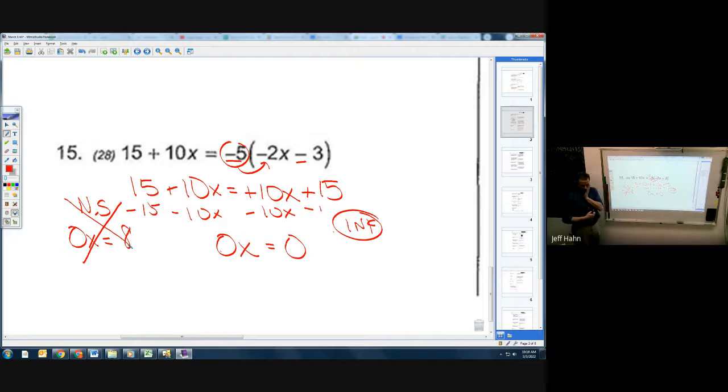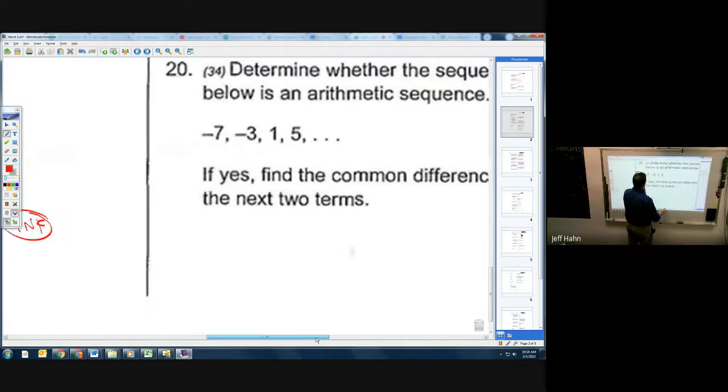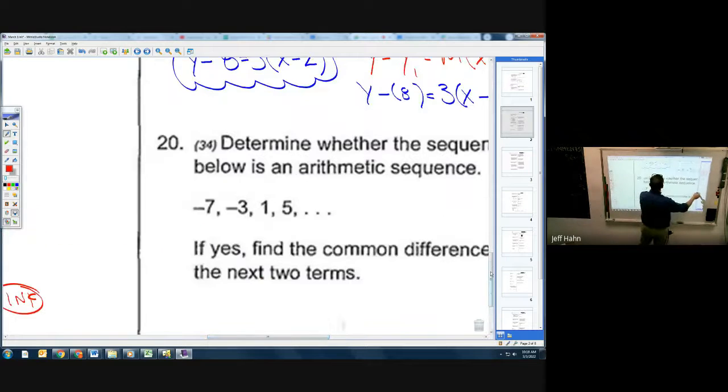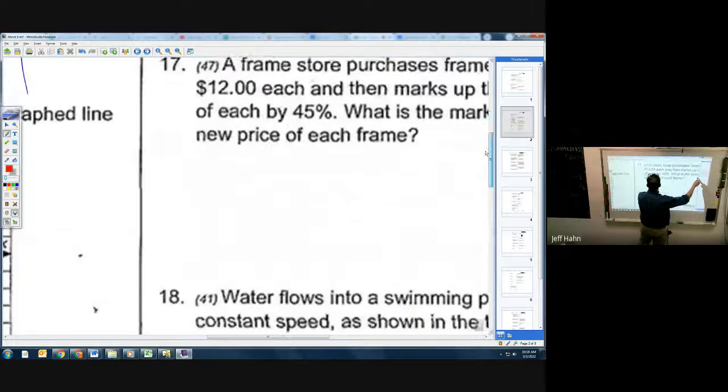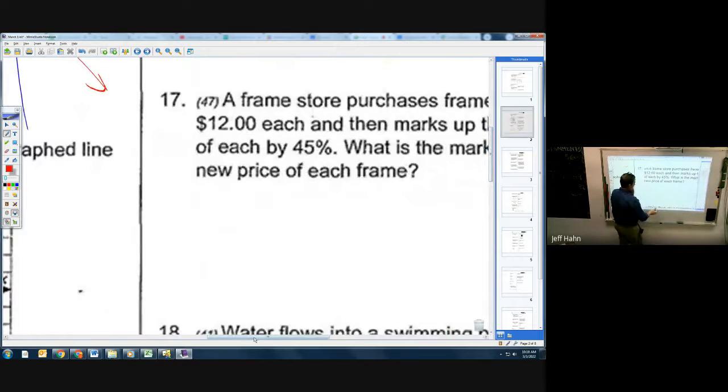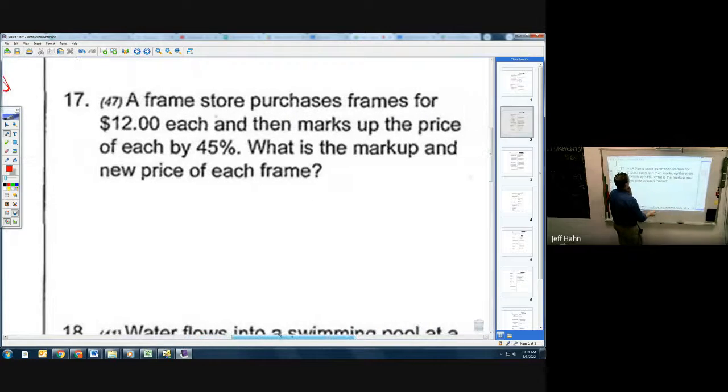That was exciting. What do you think, Colton? Colin Bosek. 17. So this is 17. 17. What is this? What? How hard is this? You did your little percent thing.